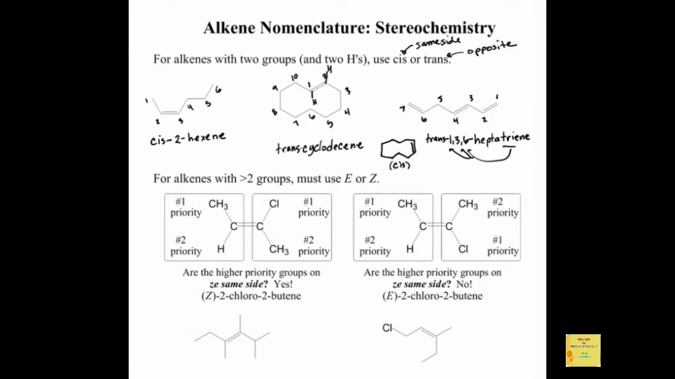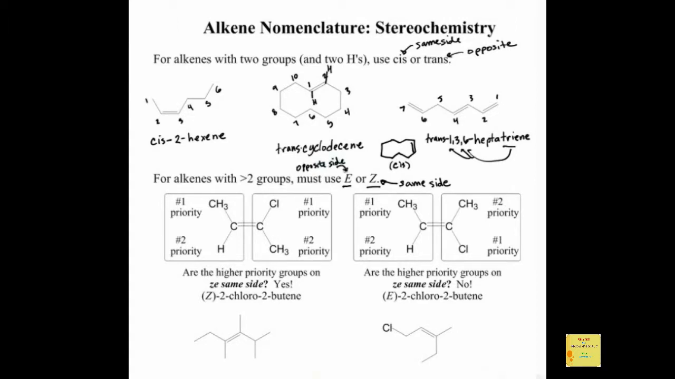Okay, so if we only have 2 groups, we can use the words cis and trans. If we have more than 2 groups, the terms cis and trans don't mean anything anymore. Cis means the 2 groups are on the same side. Trans means the 2 groups are on opposite sides. So if I have 3 groups on the alkene, the terms cis and trans are now ambiguous. So we need to learn new terms to describe those stereochemistries, and the new terms are going to be E or Z. Z is what means the same side, similar to cis, so we're going to call it Z. And E means opposite sides.